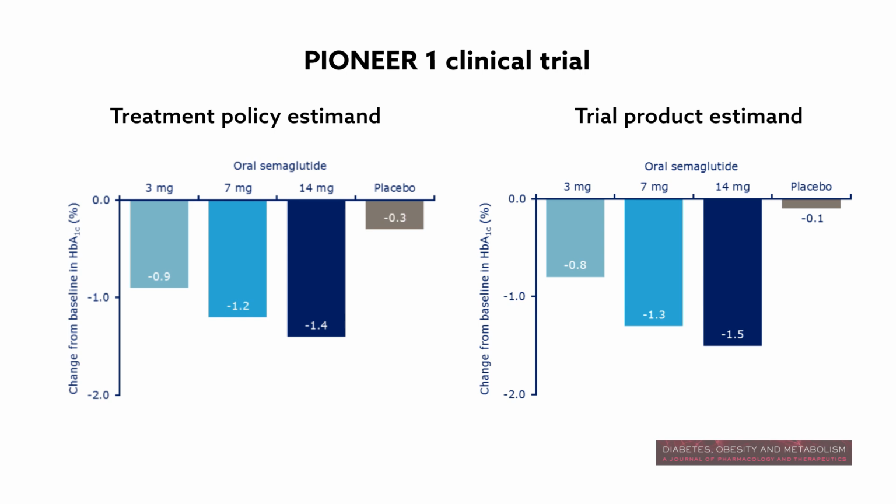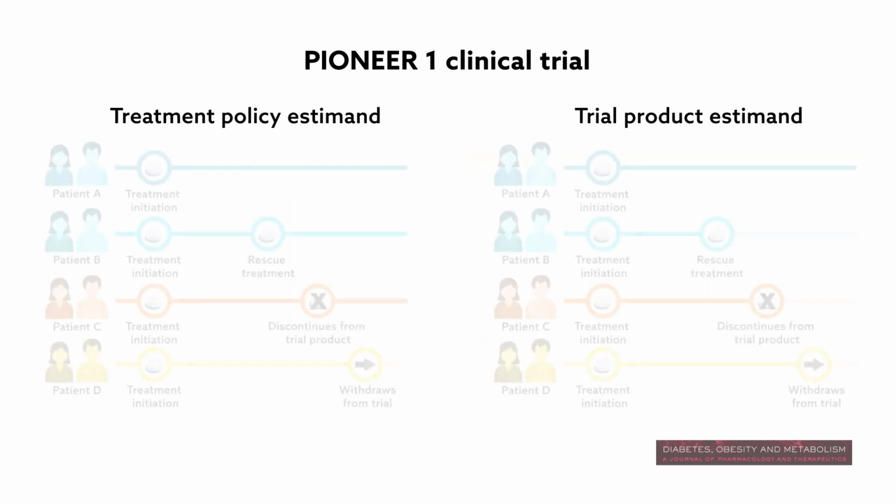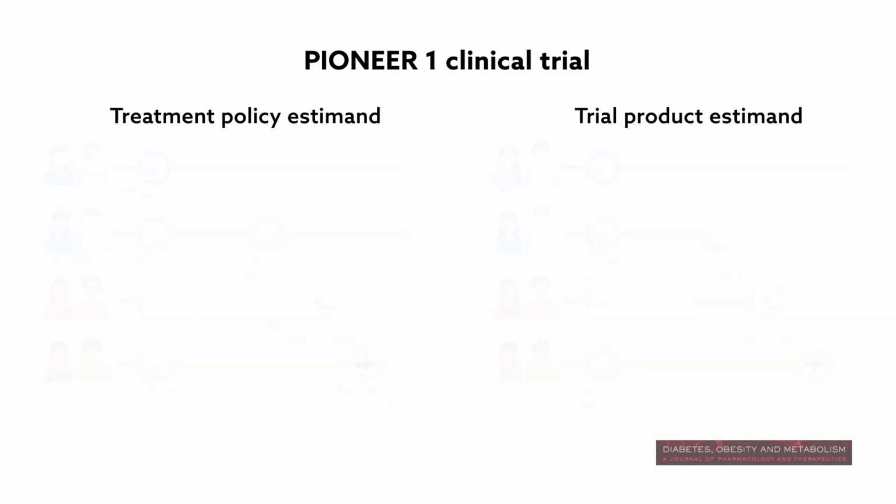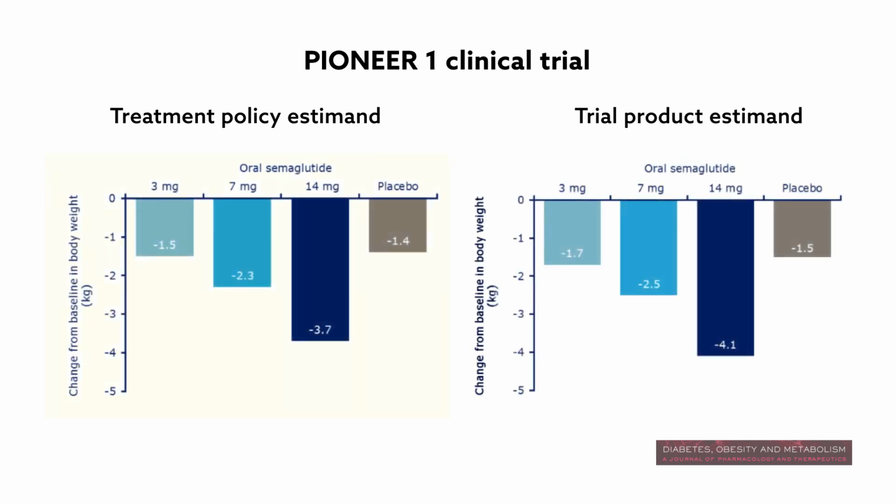For example, with the highest dose of oral semaglutide tested, the estimated treatment differences in HbA1c and body weight versus placebo according to the trial product estimand were slightly greater than those estimated by the treatment policy estimand. For HbA1c, the difference was likely a reflection of the increased use of rescue medication in the placebo group. For body weight, because oral semaglutide is known to cause greater weight loss than other glucose-lowering agents, prematurely discontinuing the medication would unlikely result in the same weight loss experience. That likely accounts for the smaller difference in weight change estimated by the treatment policy estimand.